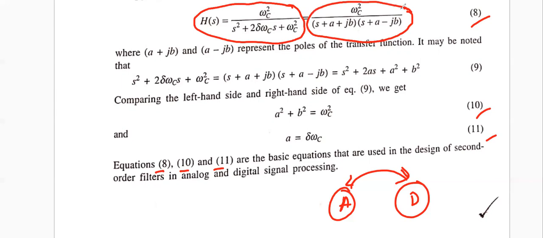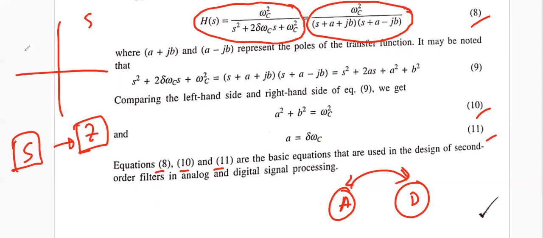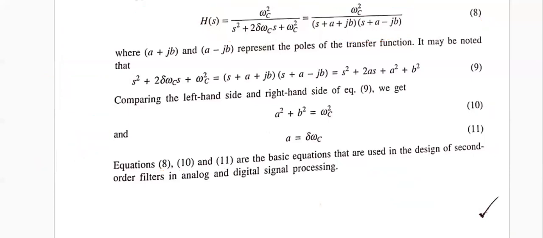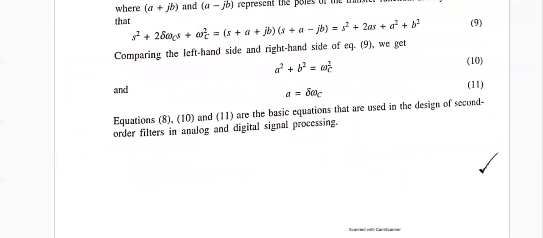And as we can understand, the S plane can be converted to the Z plane very easily. So if you can plot the pole locations in the S plane somewhere, it is very convenient to plot them in the Z plane as well. So we know how to do that. That means we can convert from the S plane to the Z plane. And that's why these are the core equations for designing the analog filter, as well as digital filters or digital signal processing.